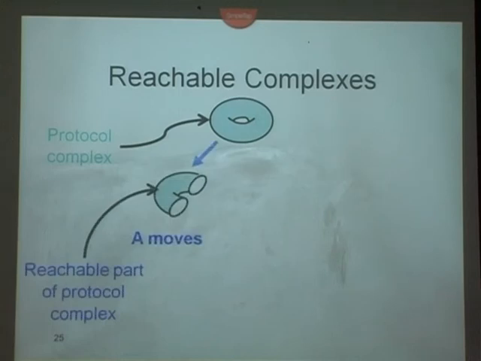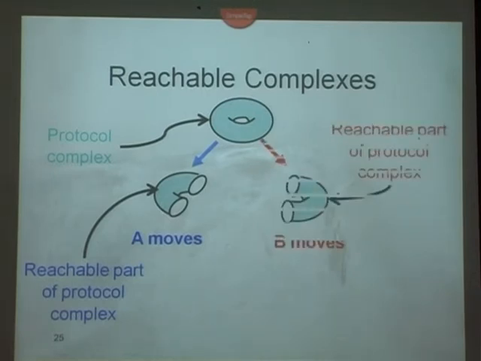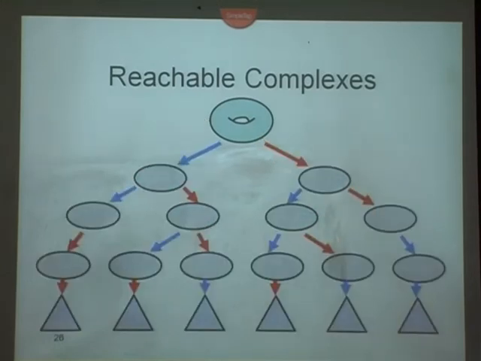So you can think of it this way: if this is the reachable complex and the scheduler says process A takes a step, then only a fraction of the protocol complex is now reachable. On the other hand, if the scheduler had allowed B to take a step, then a different piece of the protocol complex would now be reachable. So when associated with taking steps, we can identify subcomplexes of the final protocol complex.